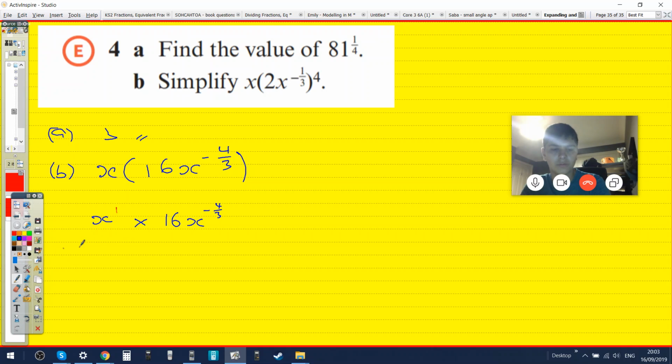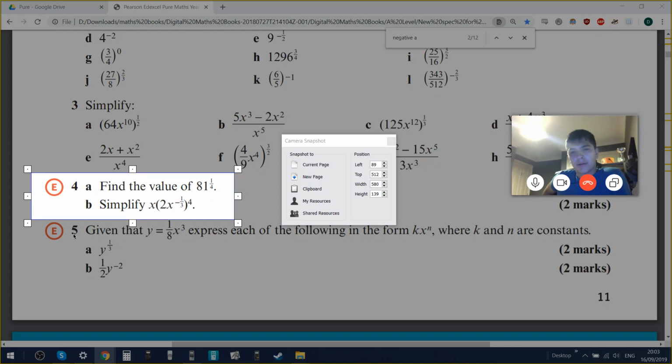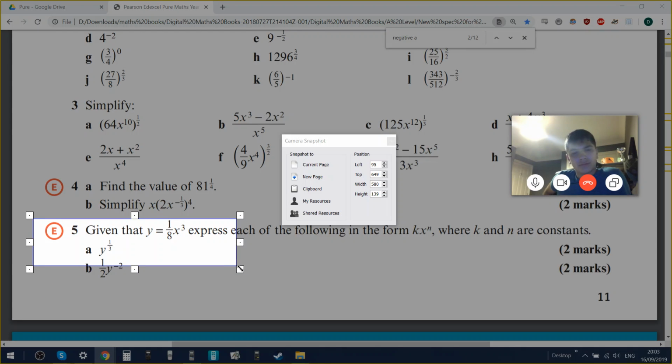Okay. How do you multiply x times x? Oh, you add the powers. Yep. So will it be minus 4/3 plus 1? So will it be x, 16x to the minus third? Well done. Okay. That's it. Great. Any questions about that one? No. Yeah, so it doesn't look like it's one of those questions. That's the trick. And okay, let's do 5.